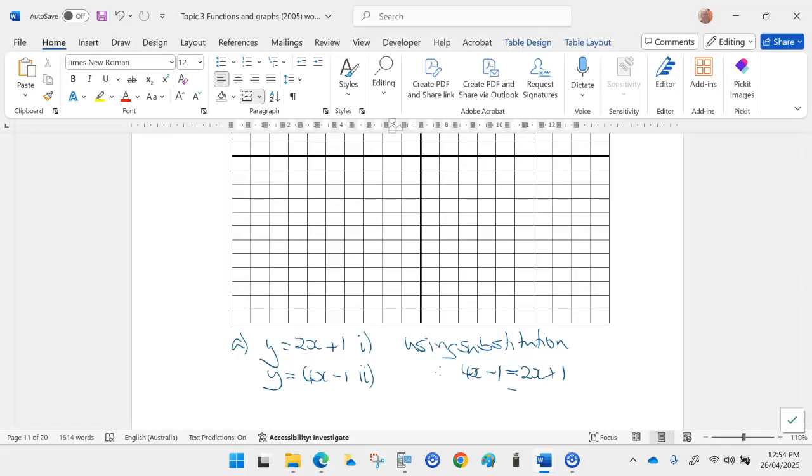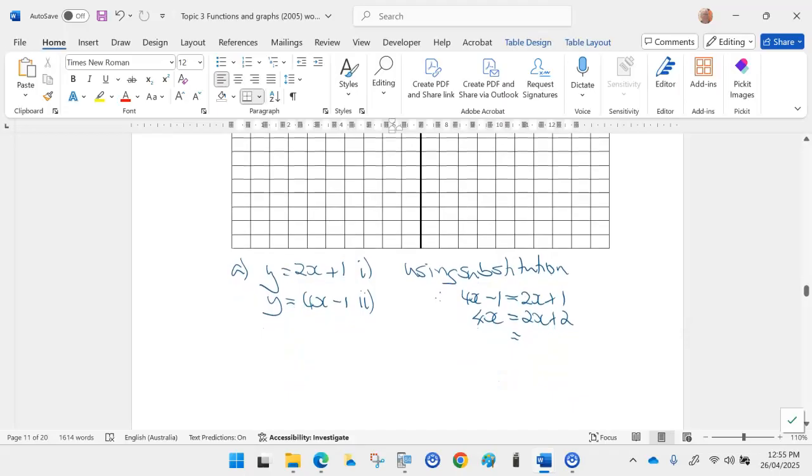Okay, now I've got one equation for which I can find the value of x. I could add 1 to both sides to make that 4x on the left-hand side and 2x plus 2 on the right-hand side. I could take 2x from both sides. On the right-hand side, that would leave me just with 2. And on the left-hand side, 4x minus 2x would be 2x. So 2x is equal to 2. x would have to be equal to 1.